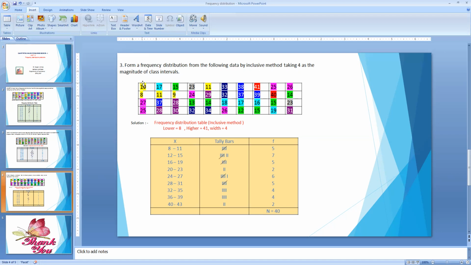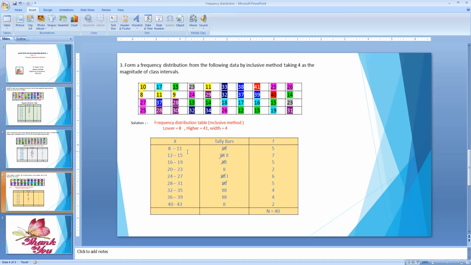See, this yellow mark is showing what falls in the first class interval. So there is 10, 8, 11, 9, 11. How many numbers fall in the range of 8 to 11? There are 5 numbers. Because 11 will not be repeated, we have to consider from 12 to 15.